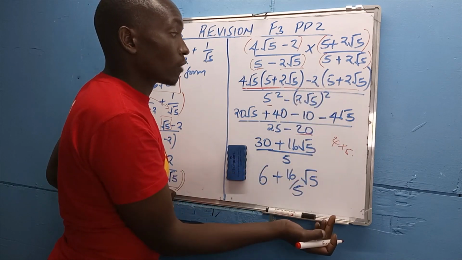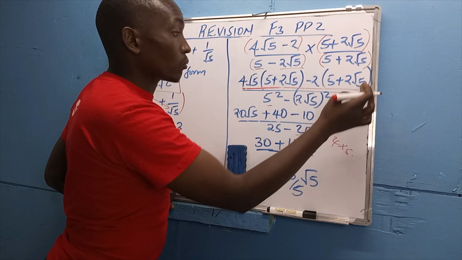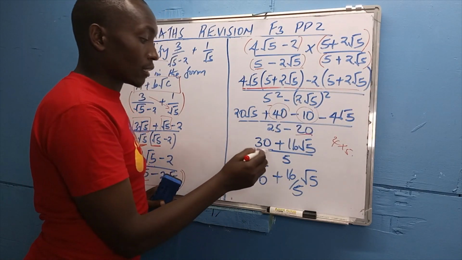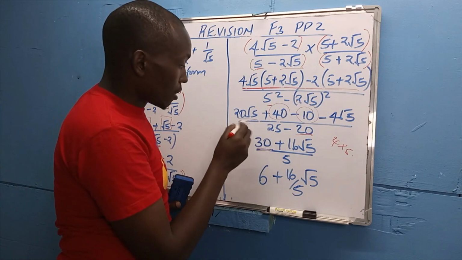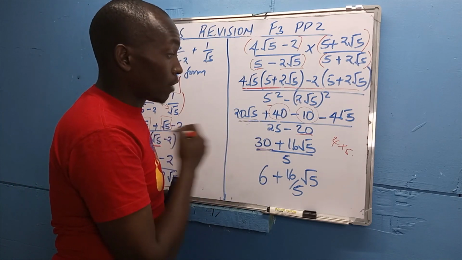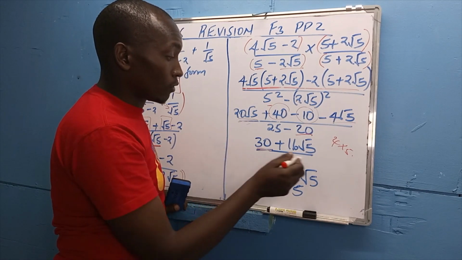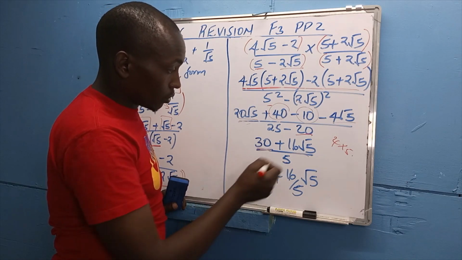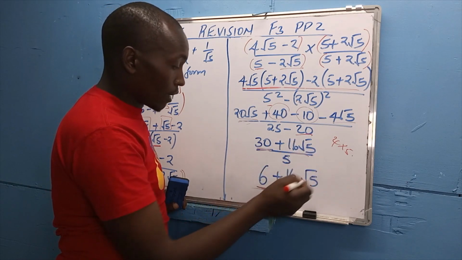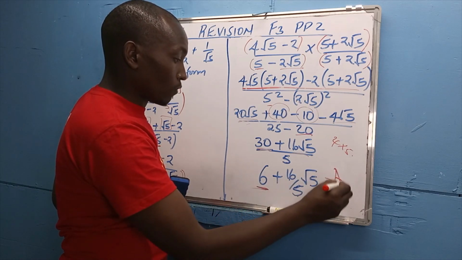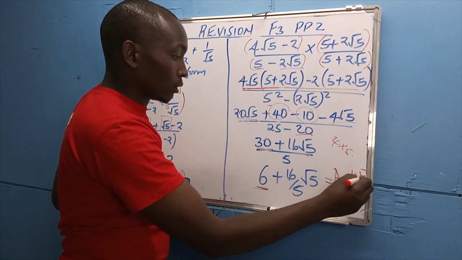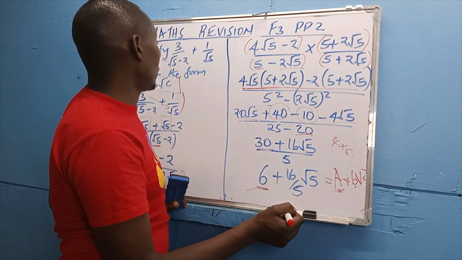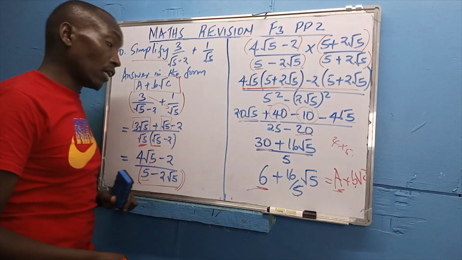So with that, minus 10. How do I get 10? 2 times 5, negative. This one is 4 root 5. So if I put these terms together, 40 and 10, I get 30. Then 20 root 5 minus 4 root 5, I get 16 root 5. Then I only need to simplify. 30 divided by 5, 6. 16 over 5, root 5. So I have expressed it in the form a plus b root c, whereby a is 6, b is 16 over 5, and c is 5. That is number 10.